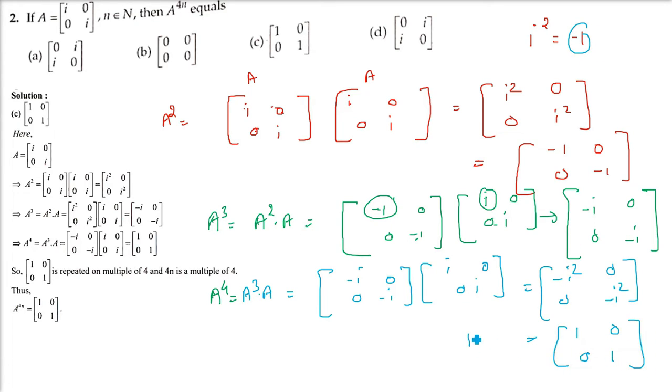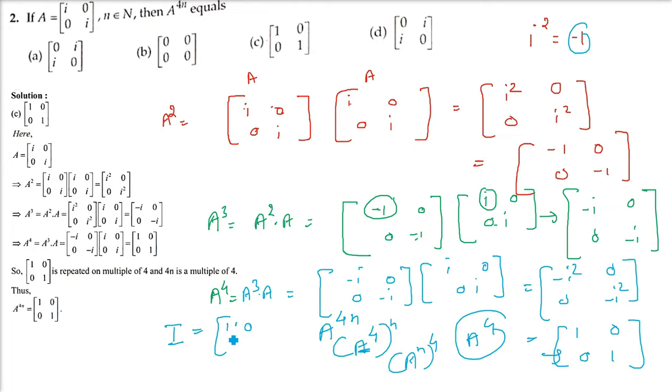Now this is A raised 4n. So it can be written as A raised 4 to the power n. But what is A raised 4? It is an identity matrix. So when you take the identity matrix and you multiply it any number of times, you get results same as the identity matrix. Okay, I square, I4, I10, I50, doesn't matter. You will always get an I. So this is your identity matrix, I. The answer is C.